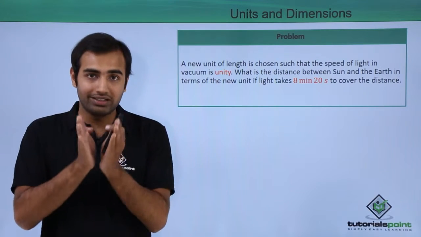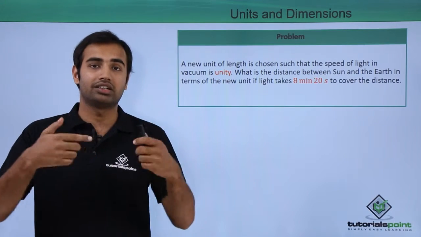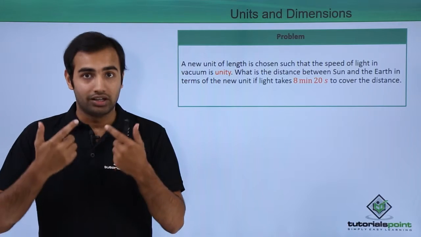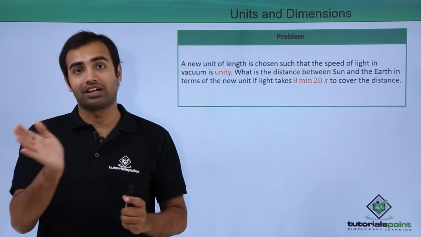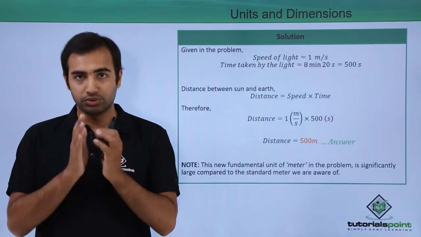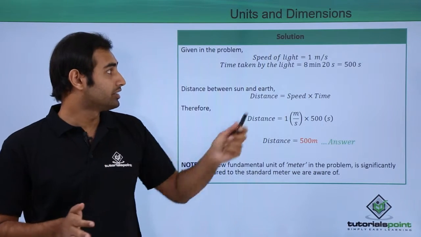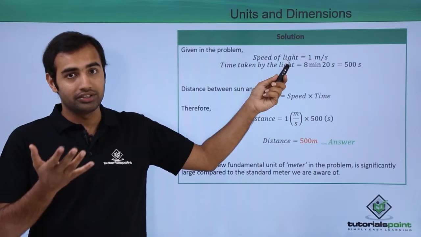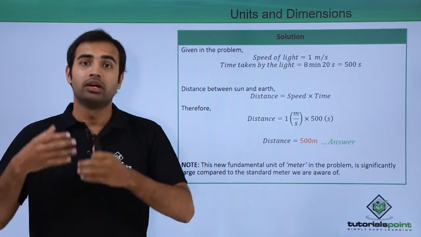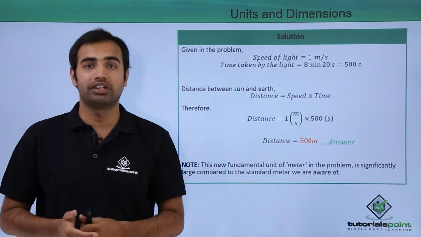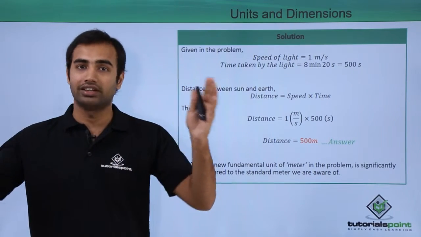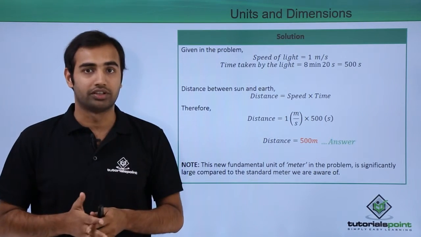So we have to find the distance between sun and earth in terms of this new unit of length, when we have been given that light takes 8 minutes 20 seconds to travel that same distance. So starting off the calculation, I can say that the speed of light, clearly now it's given in the question, is 1 meter per second, provided I am taking this new meter as my new definition of length, which is clearly significantly large compared to the older unit of length.